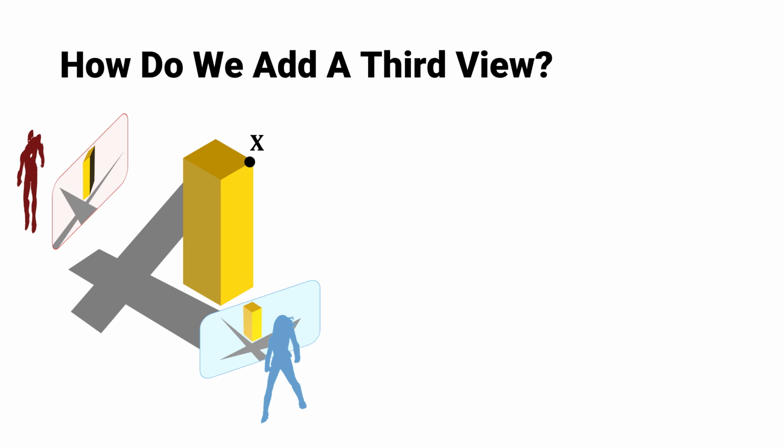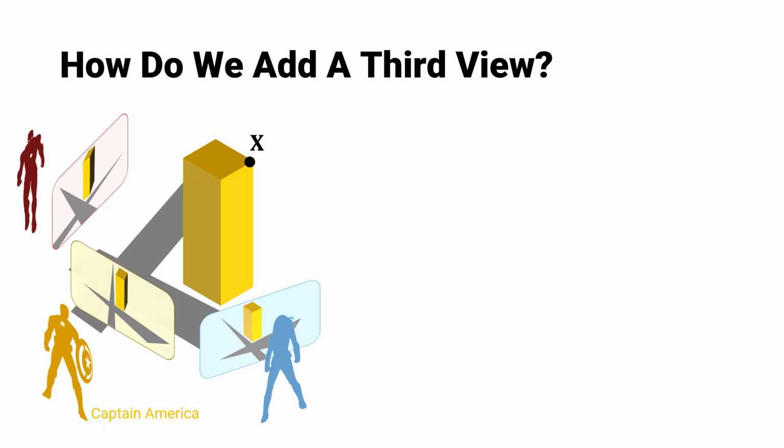So the question is, how do we add a third view? We have the same world model. We have this world point capital X, we have Iron Man looking at this point, and we have Captain Marvel looking at this point. They have reconstructed a 3D world view, and they have a good representation. But now Captain America comes along and says, I also want to help. So how do we enable Captain America's view also to be added to this map Iron Man and Captain Marvel have built together? Let's look at that.